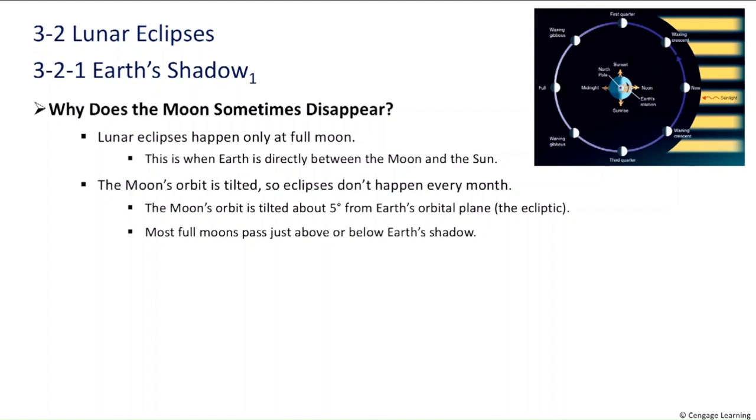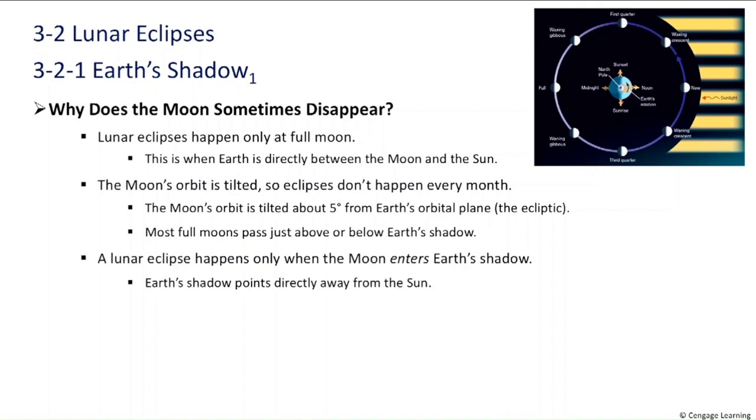Now imagine Earth as a giant umbrella blocking the sun. If the moon walks into that shadow, boom, we see an eclipse. But it has to line up perfectly for that to happen.